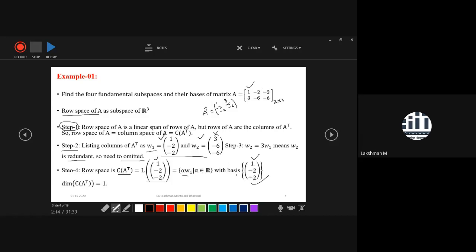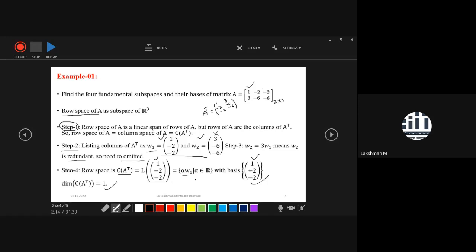And you observe that in the basis, how many elements do you observe? There is only one element. That means there is only one basis vector. So the dimension of the row space of A is what? One. So in the fourth step, we got every piece of information regarding the row space of A.